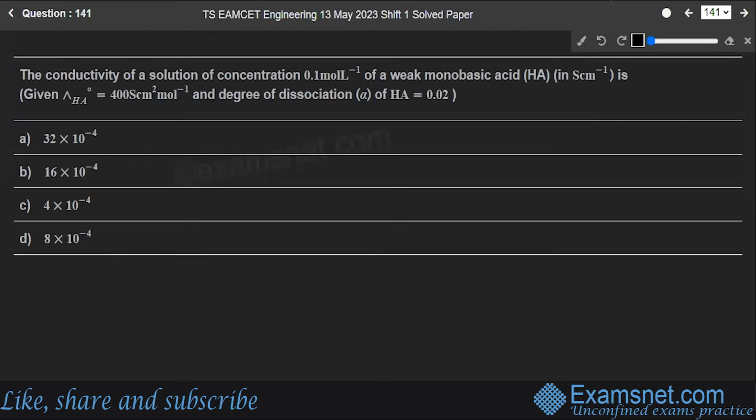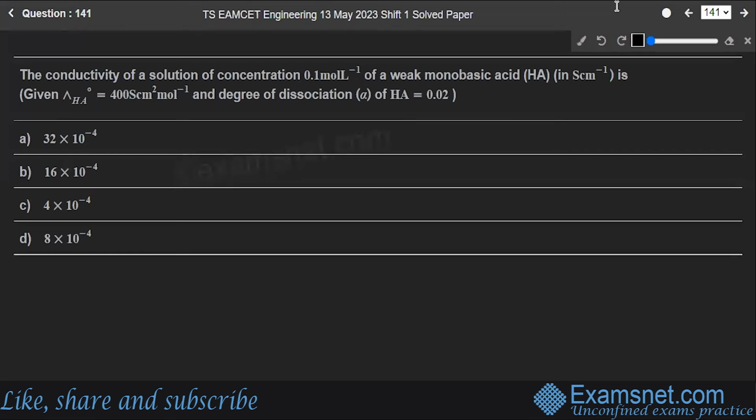The conductivity of a solution of concentration 0.1 mole per liter of a weak monobasic acid HA is what, in Siemens per centimeter? You're given the molar conductivity of HA at infinite dilution and the degree of dissociation of HA.